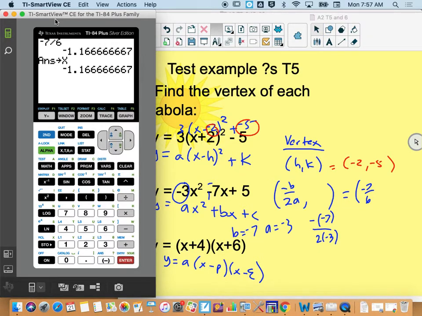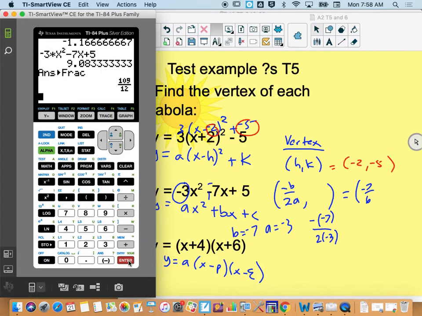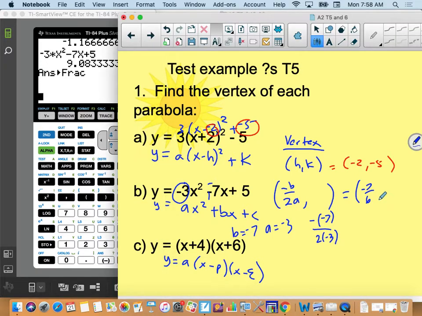Notice the use of negatives too. It's negative 3 times x squared minus 7x plus 5. And if I want a fraction, I can convert that back to a fraction. So the y-coordinate is 109/12.